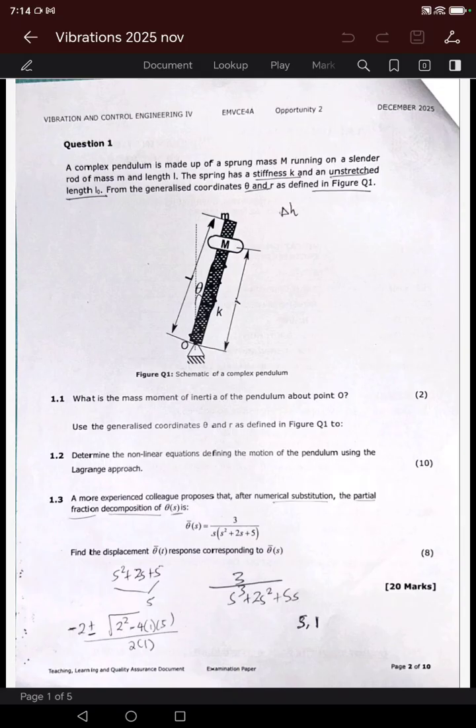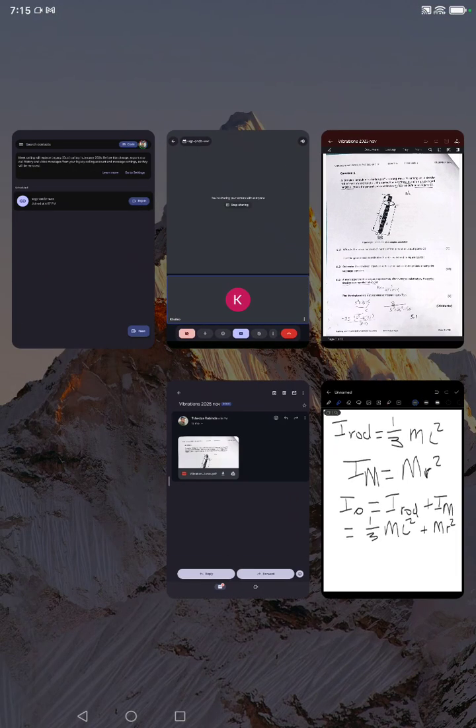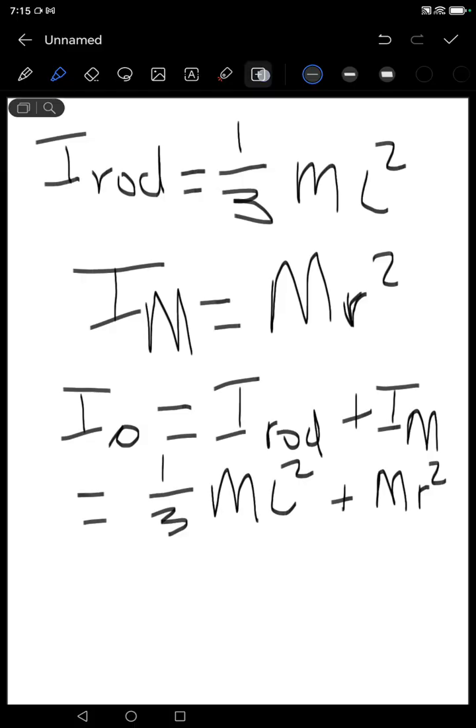So the generalized coordinates, we're going to use them in 1.2, when we are determining the nonlinear equation defining the motion of the pendulum using the Lagrange approach. So here we're going to use the Lagrange equation, T minus U, the kinetic energy minus potential energy. Okay, this one is for 10 marks, so we have to do a lot here. So let's move forward and do 1.2.